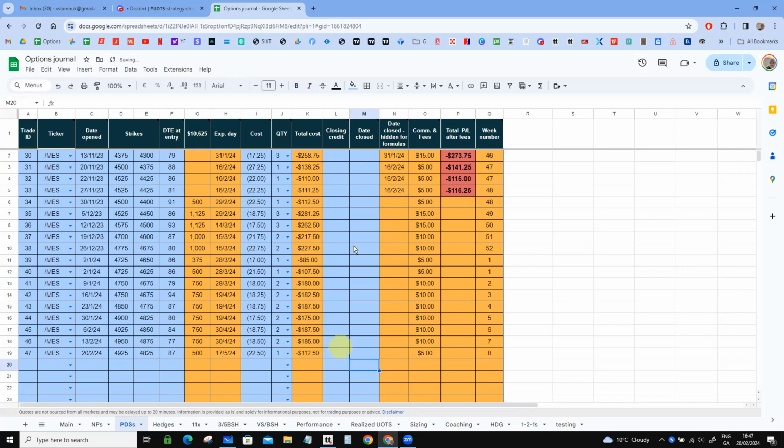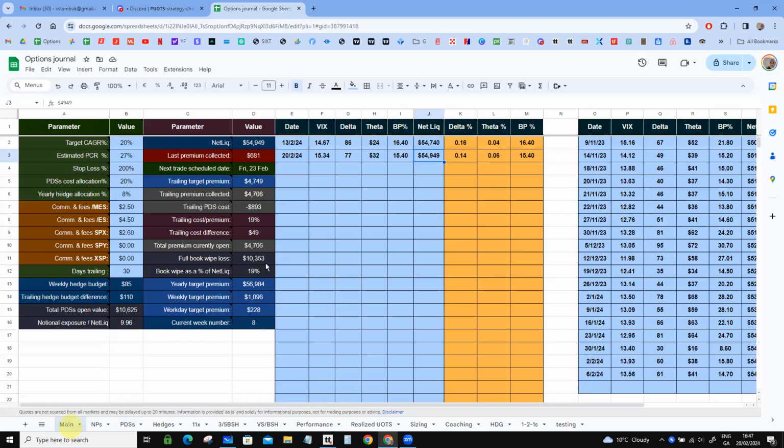All right, so this is now in the books, and if we now go back to our main tab, you can see here that it picked up the new premium that we just did, because you see nothing changes here. The fact that we changed the delta a little bit changes nothing here. We're still doing 20% allocation. We're still calculating everything the same.